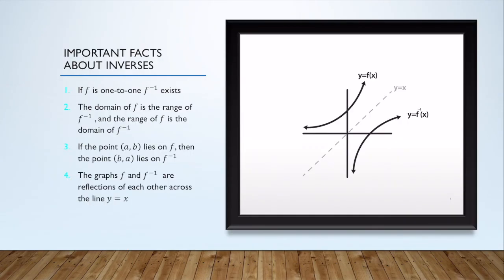Some important facts about inverses real quick: if f is one-to-one, it has an inverse 100%. The domain of f is the range of f inverse, and the range of f is the domain of f inverse. If (a, b) lies on the graph of f, then (b, a) lies on the graph of f inverse, and these two graphs are a reflection of each other across the line y equals x.